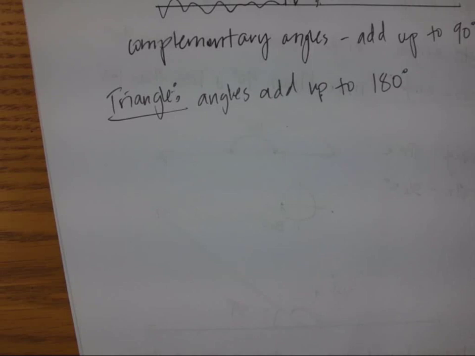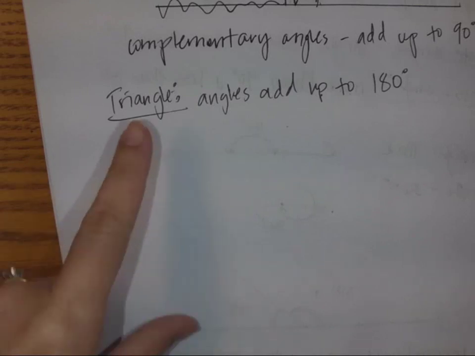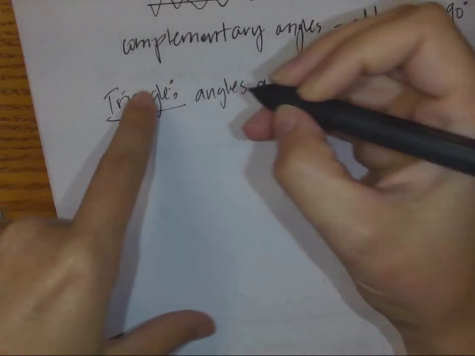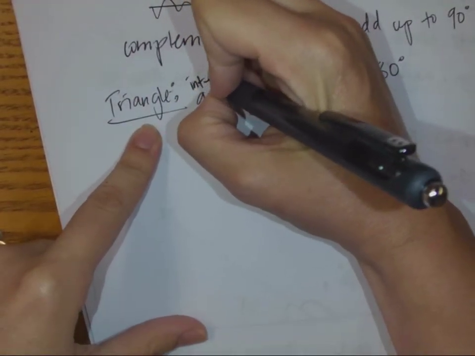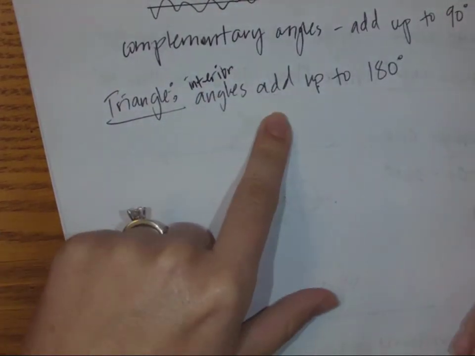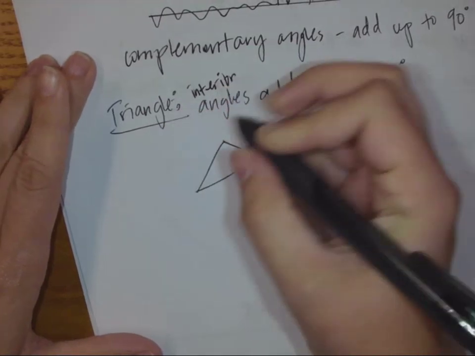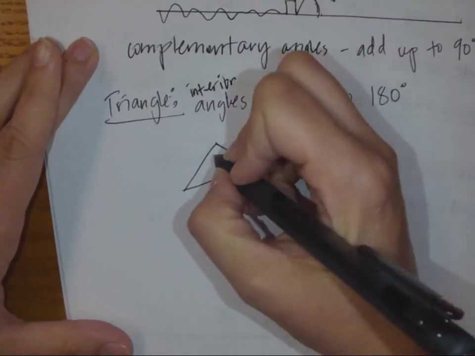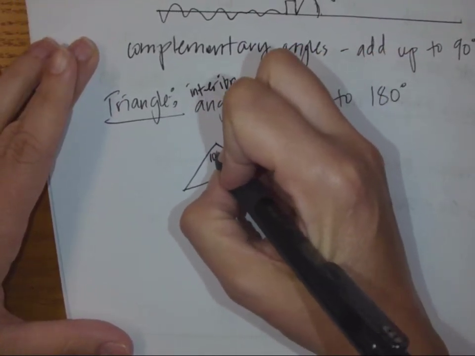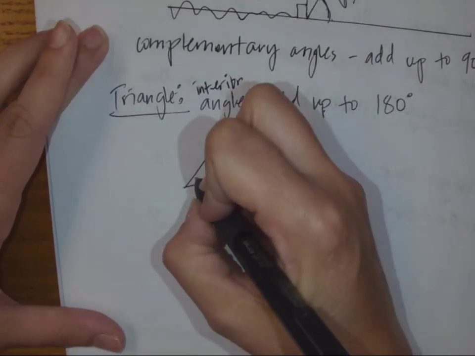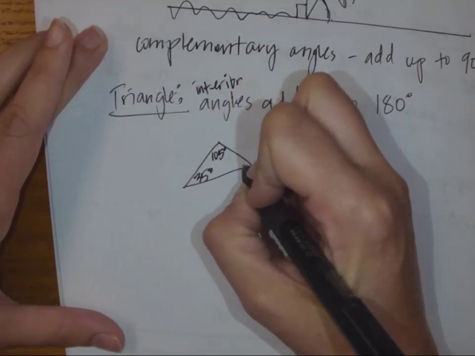Okay, so an exterior angle is an outside angle formed by extending a side of the triangle. For example, if I had this triangle that looked like this, we could call this inside angle, this interior angle A, this interior angle B, this interior angle C. I have exterior angles also.